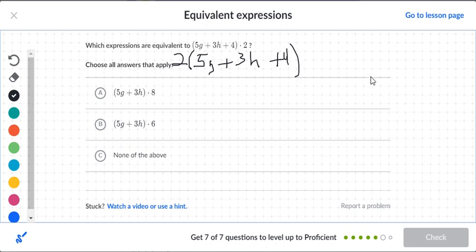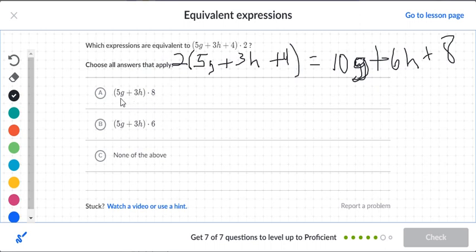Now let's go ahead and multiply this. So we get 10g plus 6h plus 8. So let's see if we have something here. So 10g plus 6h plus 8. So we should have actually 3 terms here.